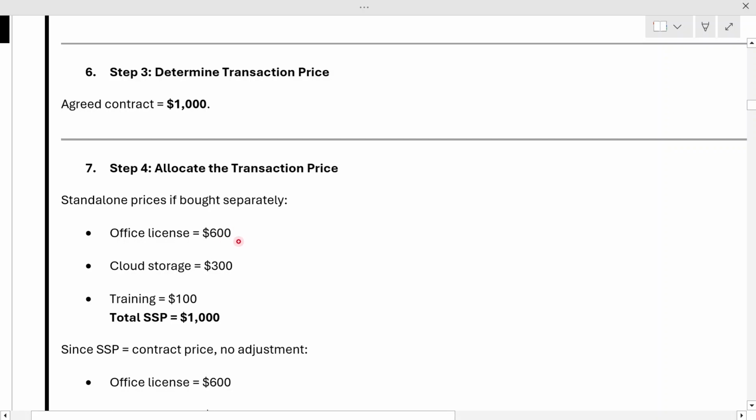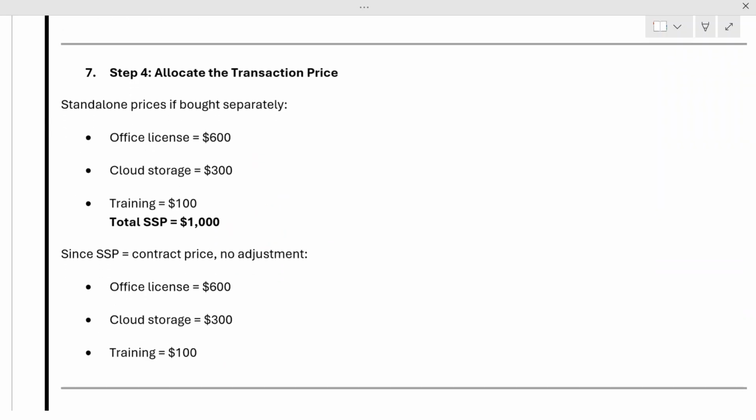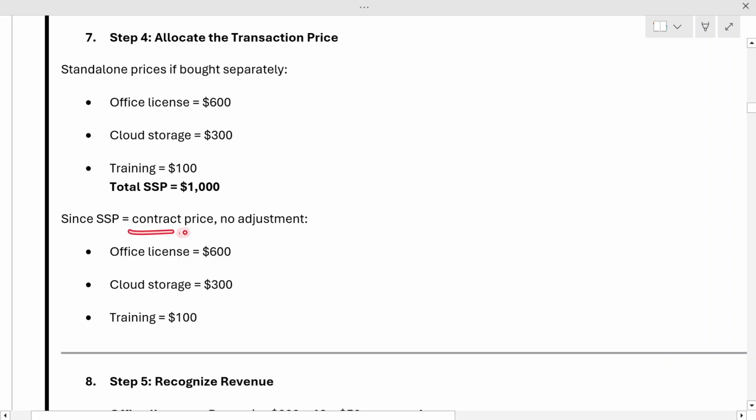So, let us suppose out of that $1,000, $600 belongs to office license, $300 belongs to storage, and $100 belongs to training. Now, what will happen? Simply, there are specifically no adjustments as well. So, these are the allocated transaction prices.